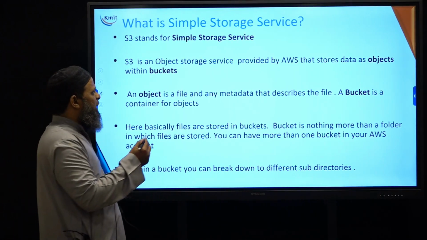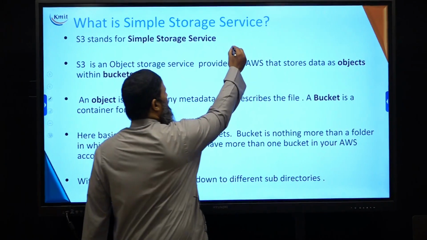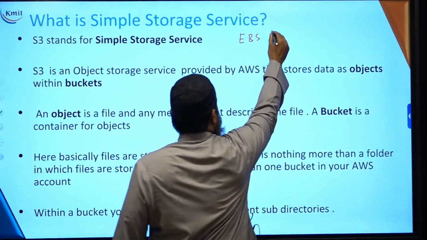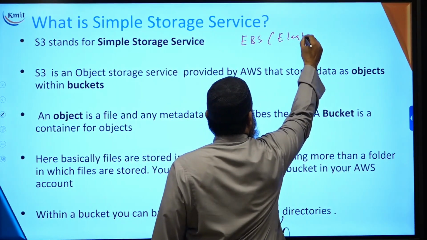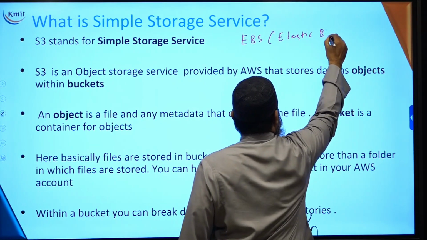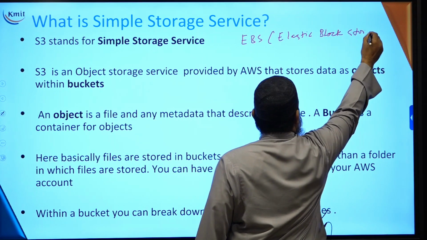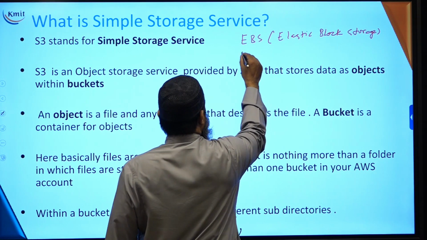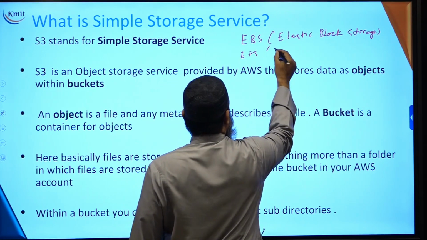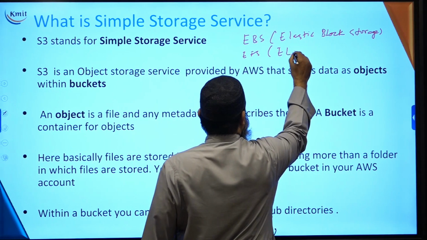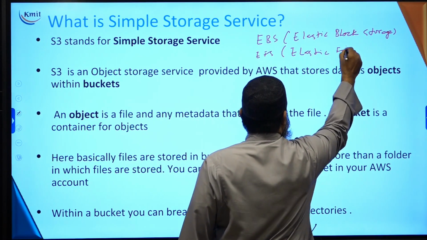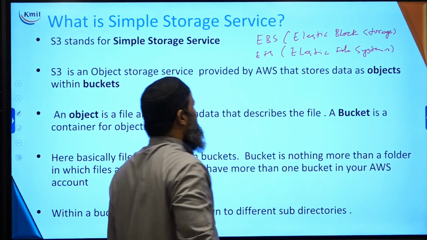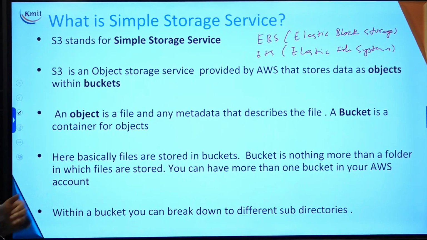As I have said, there are three types of storage services available. One which we have already seen is EBS, which is Elastic Block Storage. Next we are seeing this S3, and again we have something called EFS, Elastic File System. In this we are going to store the things as files. So here we will go with this topic right now.